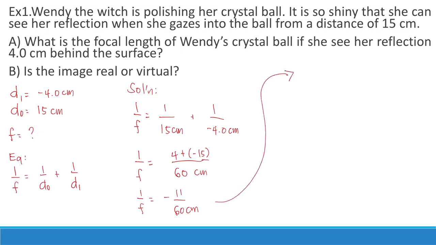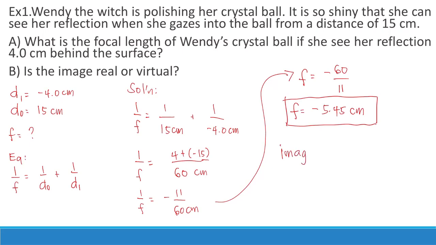So we now have to get the reciprocal of this. So we could have f equal to negative 60 divided by 11. So our focal length is equal to negative 5.45 centimeters. Since our focal length is negative, we could say that the image is virtual. And the distance of the image that we have is also negative.